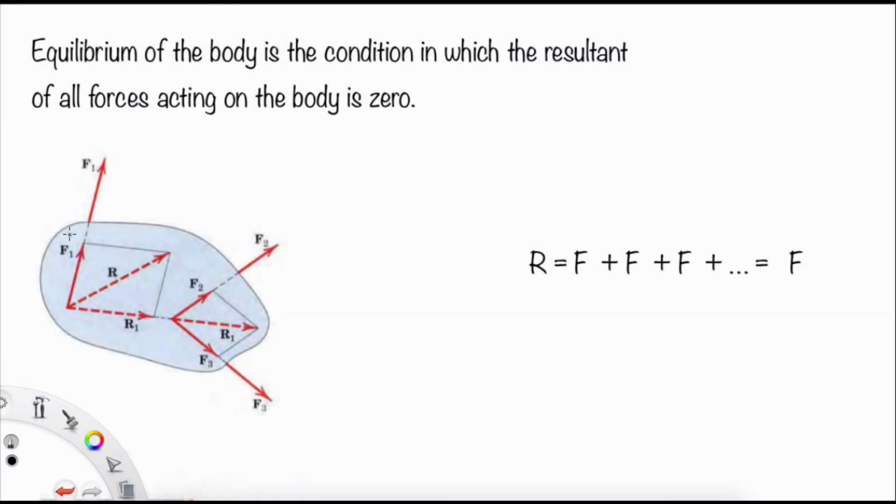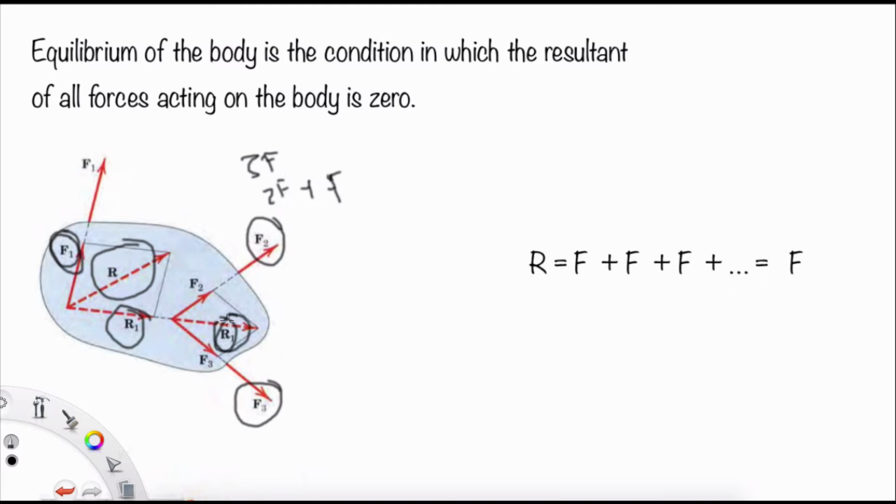For example, if you have F1 and also R1 here, where R1 comes from the combination of F2 and F3. So R1 is the resultant of F2 and F3, and we can combine it with F1. In this condition we have three forces, so we can use two first and then add the last one, which will be the resultant. Here is the resultant of three forces, built from the resultant of two forces.